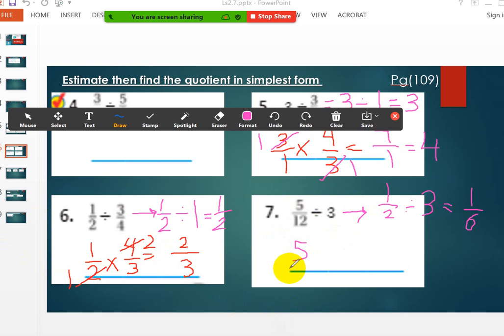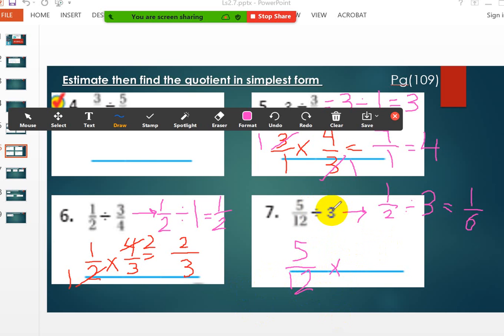We will write 5 over 12. Very good. After that? And we will change divide to multiply. Very good. What about the divisor? And we will put 1 over 3. Excellent. Thank you so much, Selma.